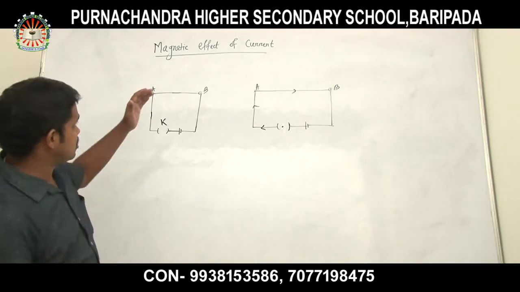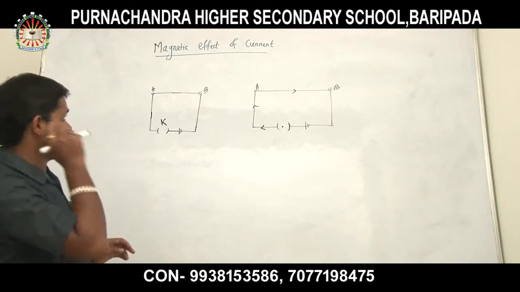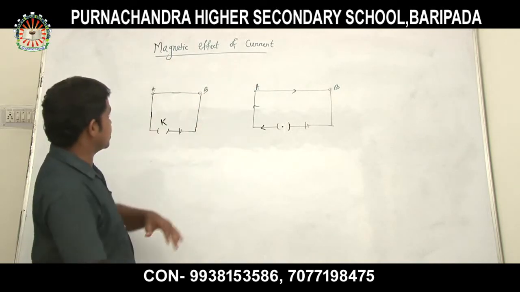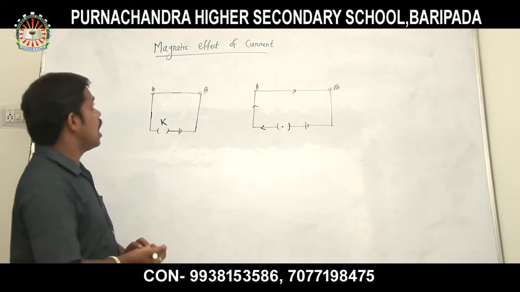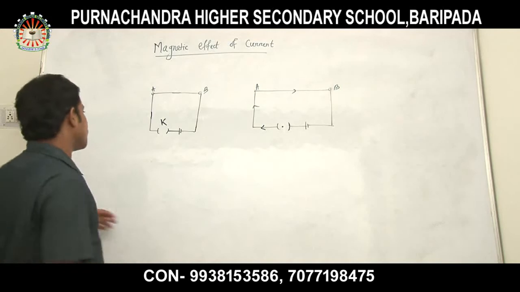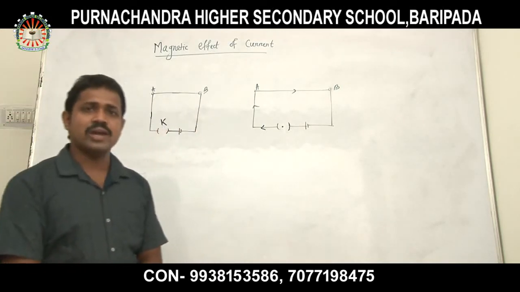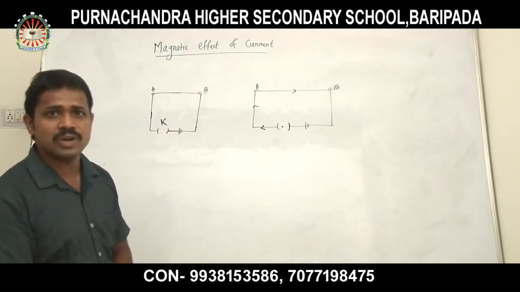Clear? So in the first part of your magnetostatics, that is chapter number 4, magnetic effect of electric current. As the heading indicates, magnetic effect of current. Let us discuss how the current gives a magnetic effect. So in 1820, a Danish physicist Ørsted performed an experiment.